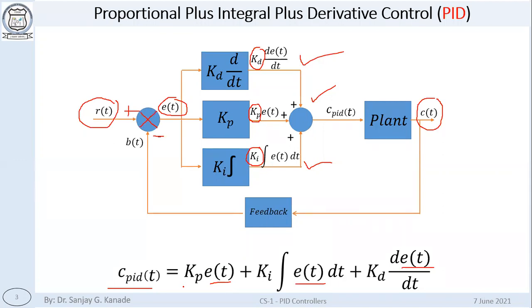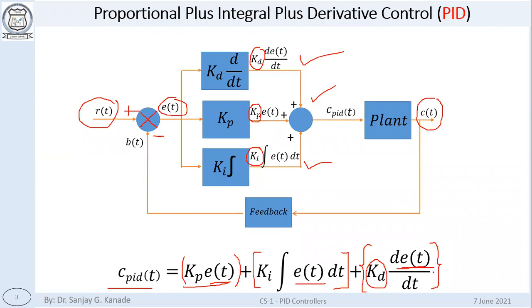There are three components. In the proportional mode, the output of the controller, meaning this section, is proportional to the error. In the integral mode, the output of the controller, meaning this section, is proportional to the integration of the error. And in the derivative mode, the output is proportional to the derivative of the error, or the rate of change of the error.